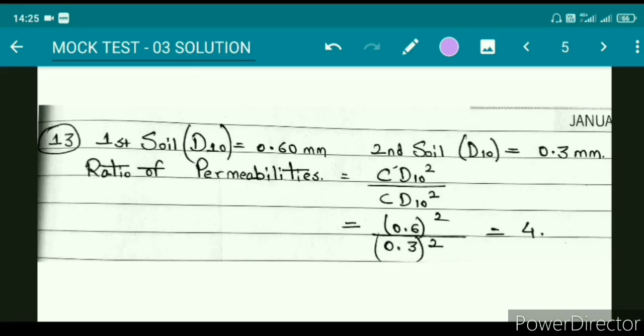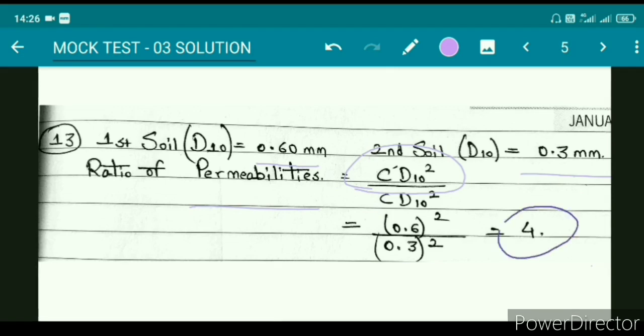So here is the relation between the permeability and equivalent diameter of the soil, which is permeability equals C D10 square. The D10 values of both soils are already given in the question: the first soil is 0.6 and the second soil is 0.3. So by substituting the values in this formula, we can easily get the ratio, which is 4.